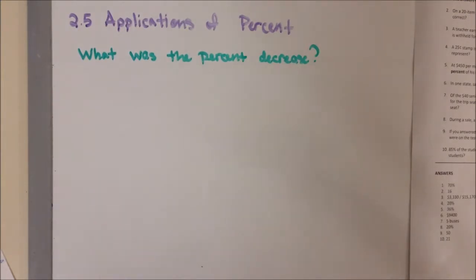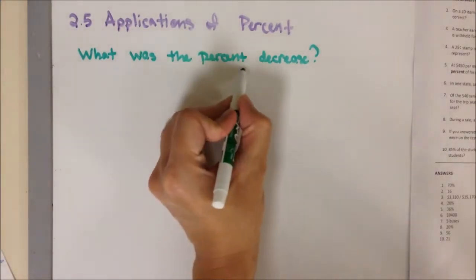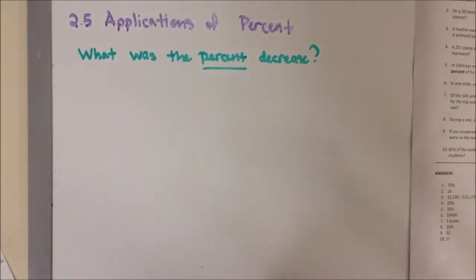Now, looking at the word problem, it's asking what was the percent decrease. So it's asking how much of the decrease represents the percent out of the original. Now, it doesn't say it just like in the last example, but you should know that from the original price, how much of the decrease, the markdown price, how much does that represent for the percent?